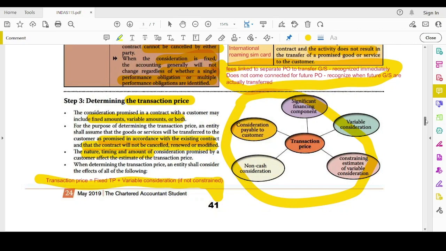What does this mean? The nature would mean whether the customer is going to pay as a cash component or by way of exchange of assets. Exchange of assets will naturally require the fair value computation, right? So the nature would also affect the definition of transaction price.